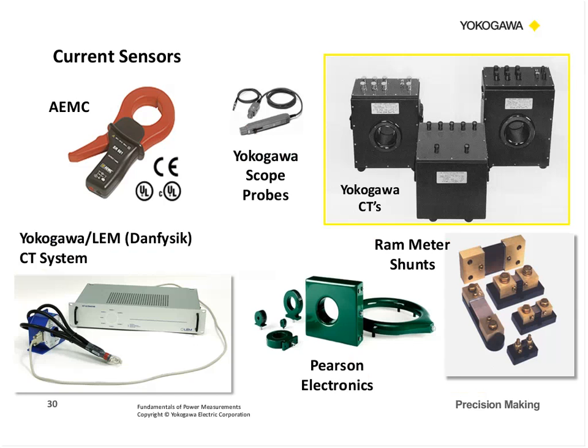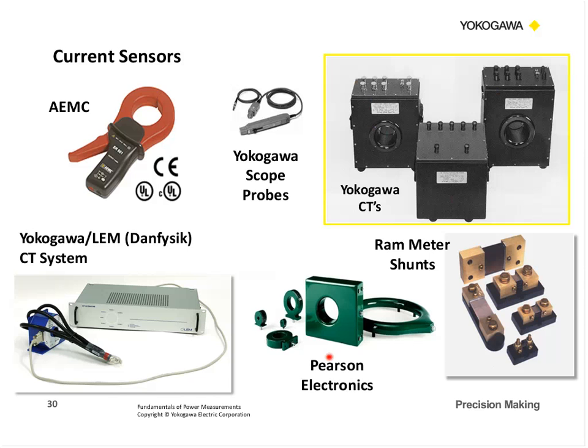We do make a series of our own current and potential transformers. This one here has taps on the top for low current measurements from about 10 amps up to 100 amps, and we go through the window up to 1500 amps. This is a voltage transformer. Pick 3,000 to 6,000 volts, step it down to the 120. Shunts, DC shunts, typically for DC current measurement.